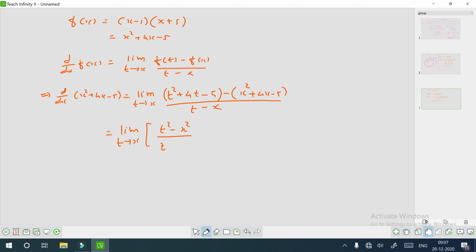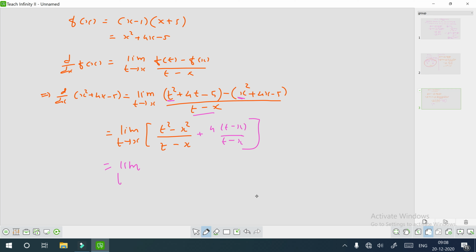How do we separate it? Yes, consider (t square minus x square) by (t minus x) plus 4 (t minus x) over (t minus x). No problem, right? It is simple. Minus 5 and plus 5 get cancelled, the remaining terms are gone.